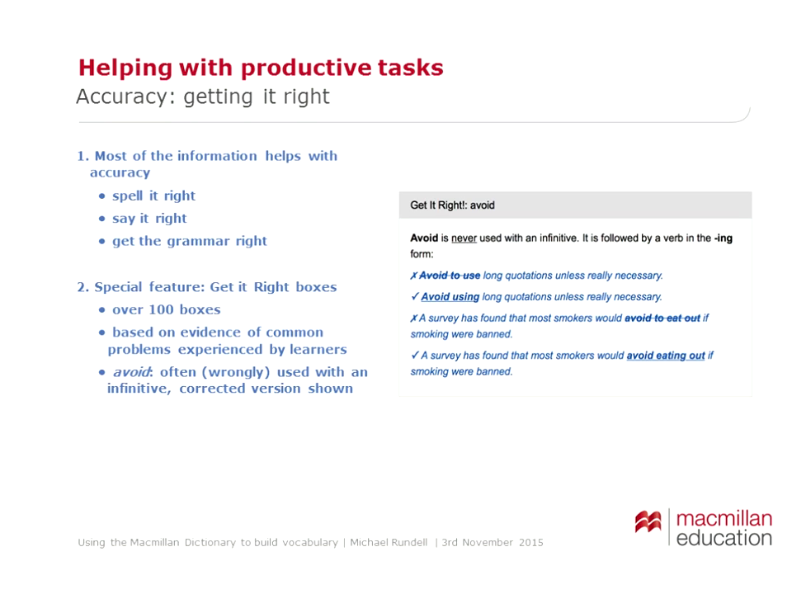And this is one about the word avoid, where we discovered that an awful lot of learners use avoid with an infinitive clause, like avoid to lose long quotations. A survey has found that most smokers would avoid to eat out if smoking were banned. These are real sentences produced by learners. We didn't just make them up. And what we do in the Get It Right box is explain what the problem is and give corrected versions of those sentences. So this is another aspect of helping in terms of accuracy.